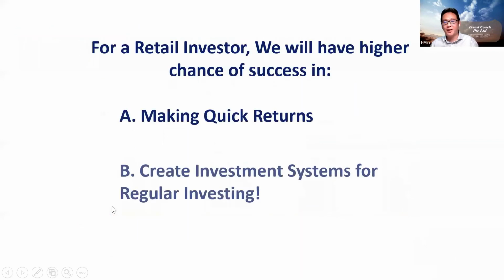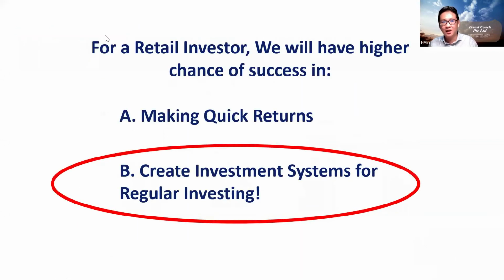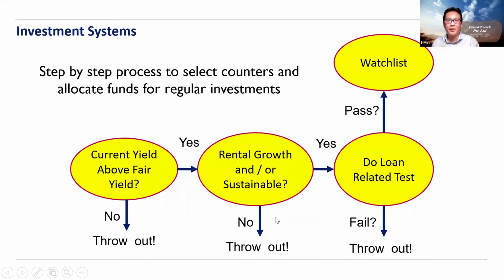Okay, if not, a better strategy for a retail investor. How I define retail investor: someone with a day job who can probably spend a maximum of only 30 minutes per week to look at investing. That's the retail investor. The better chance for you to invest successfully is to create investment systems for regular investing. This is a rather big topic, I just want to show you one real example. Basically, what is an investment system? You have a step-by-step process for you to select counters and allocate funds for regular investment.